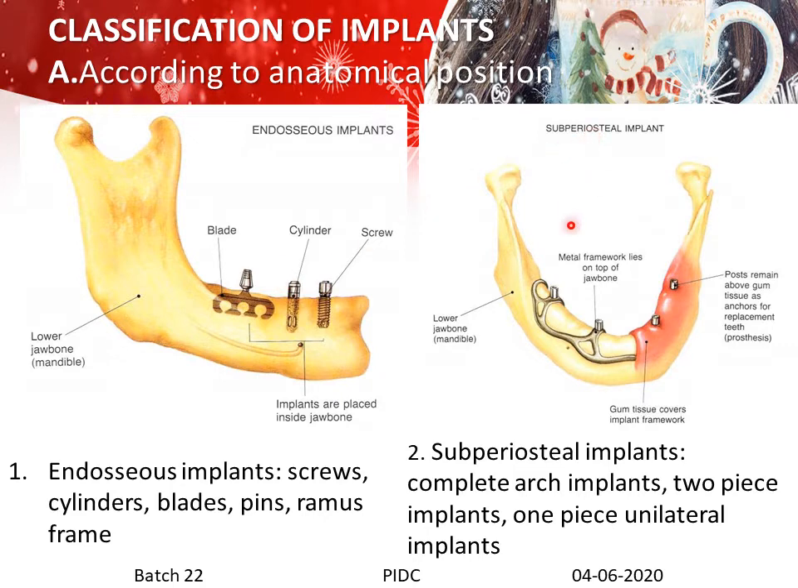Subperiosteal implant. This is mainly done once an impression is made prior to the implant placement on exposure of the bone, after which a metal framework is made, and it is made to lie on the top of the jawbone, after which the posts are done, and these remain above the gum tissue as anchors for the replacement of the teeth. So this is not as deep as in the case of your endosseous implants. Here you have complete arch implant, two-piece implant, one-piece implant, or the unilateral implants.